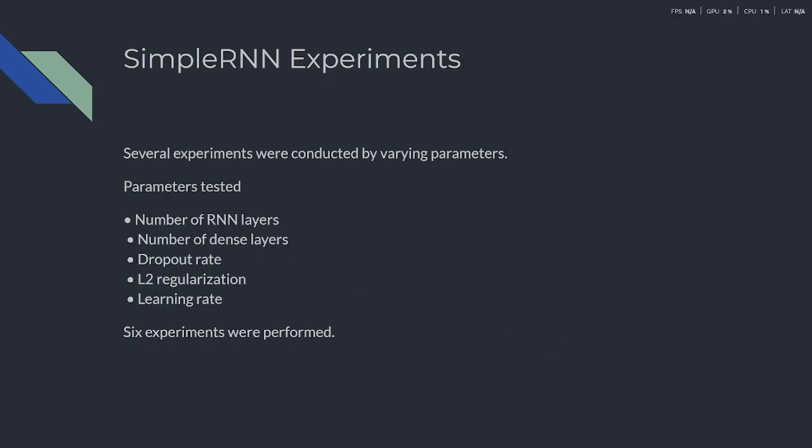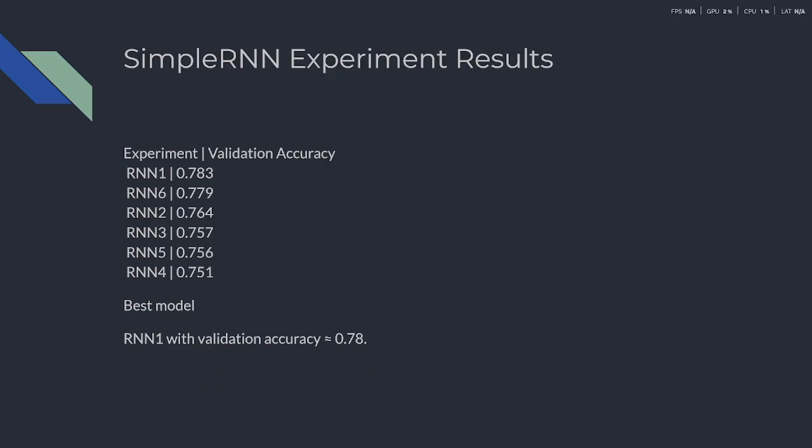Experimental design. To improve performance, multiple experiments were conducted by varying RNN layers, dense layers, dropout rate, regularization, and learning rate. The results. This table shows the results of those experiments. The best configuration improved validation accuracy to around 78%.